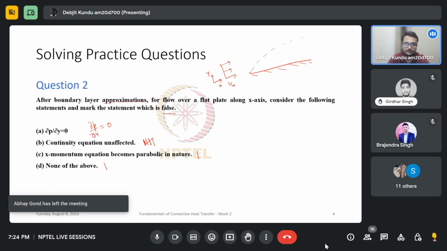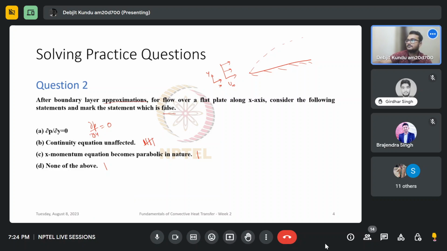We have received 5 responses in favor of option B so far, and options C and D have gotten 1 each. So once you have figured out the correct solution, you can type in the chat box or you can unmute and answer as well. So let's have a look at the solution. The solution is option D, none of the above. So all of these statements are in fact correct. That's why option D would be the correct solution.